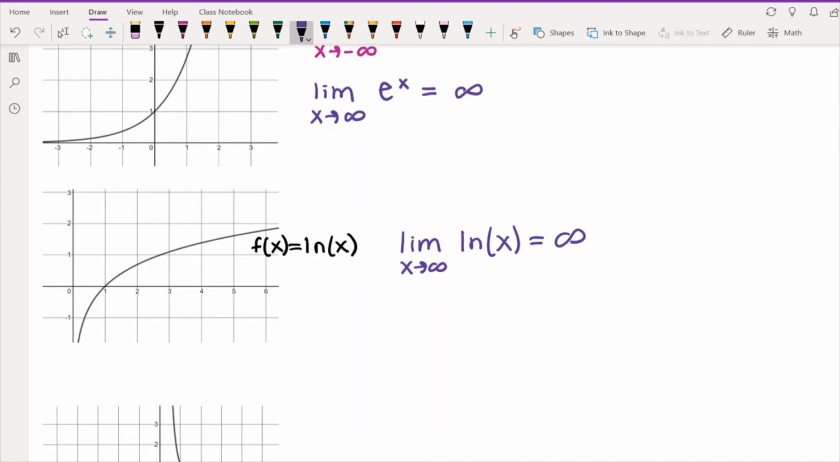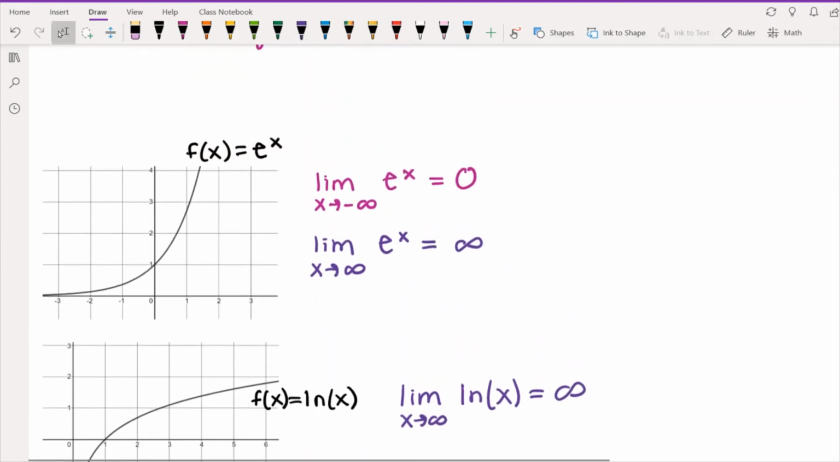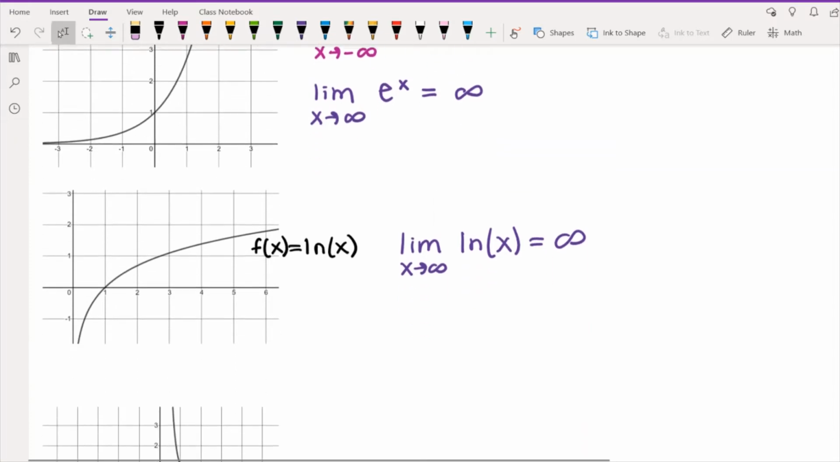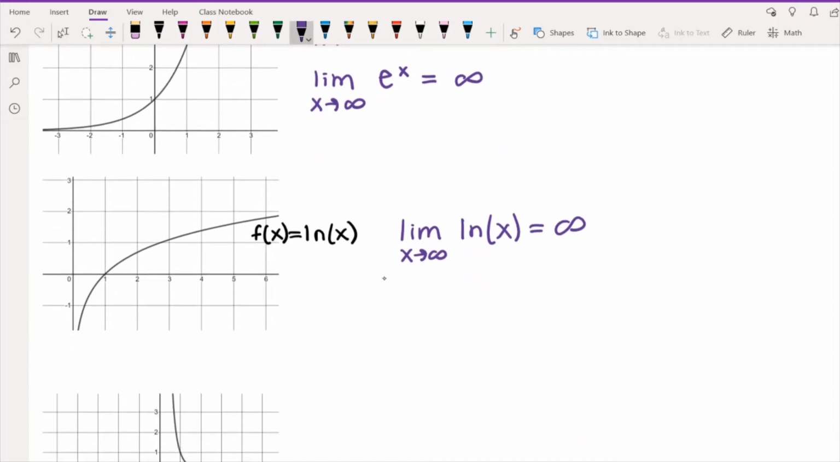Even though the graph isn't going up in the same way, if you look at e to the x, it's getting steeper and steeper, really shooting straight up. This one is creeping up slowly, but it does go up. So as you plug in bigger x values, you do get bigger y values. It just does so more slowly than other functions.